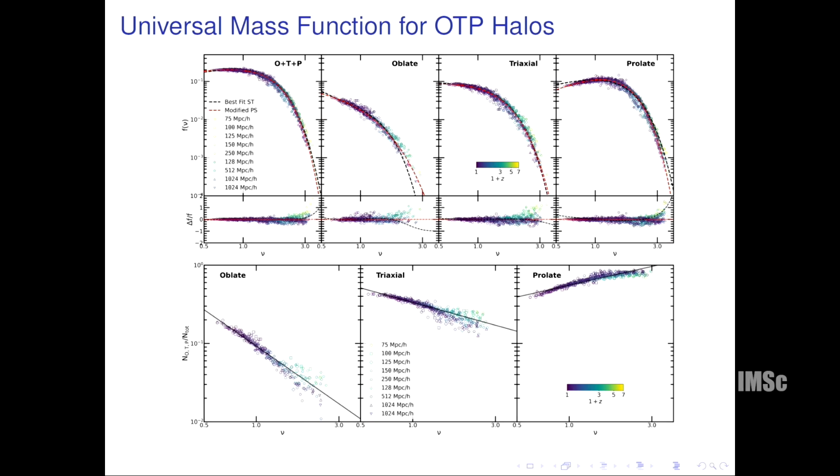So let's look at mass functions. This is the full mass function. This is the mass function split by oblate, triaxial, and prolate. And again, you see something reasonably universal happening there. The oblate fractions are small, and they increase with time. Triaxial fractions are somewhat larger, but not as large as the prolate ones. They also increase with time, and the prolate fraction decreases with time, again on one single curve.